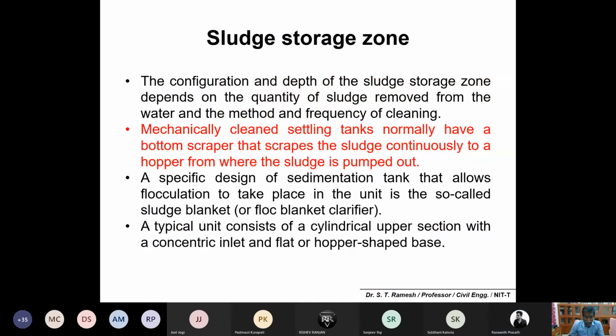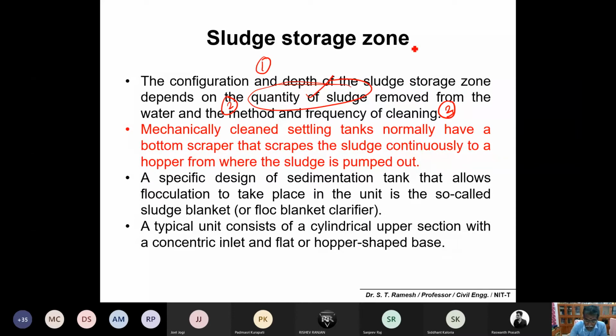Last one is the sludge storage zone. Bottommost is the sludge storage zone, and this depends on the quantity of sludge to be removed from the water, and the method and frequency. Please make a note on number one. So you have to be familiar with the quantity of sludge to be removed, what method you are going to use to remove it, and how frequently you are going to remove the sludge. Based on that, you can provide the depth.